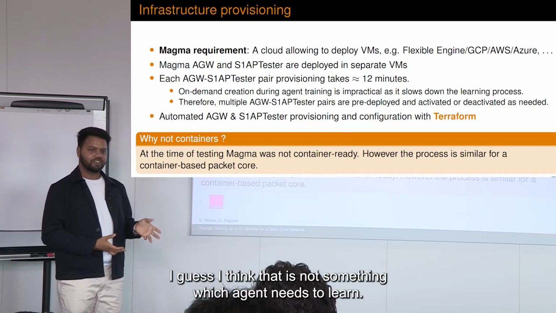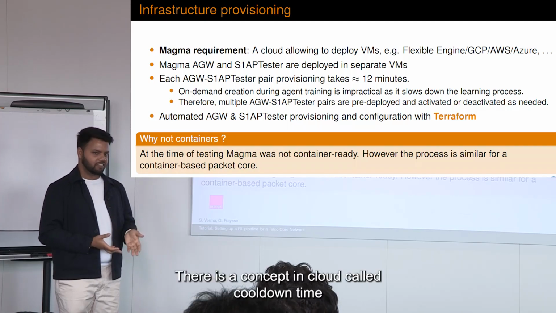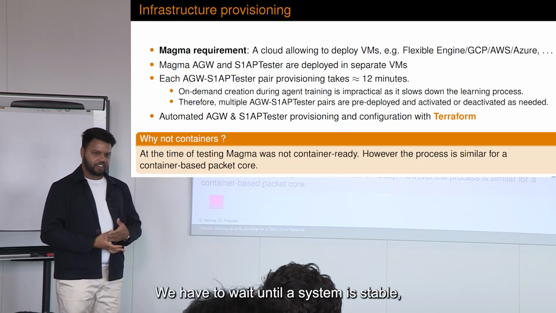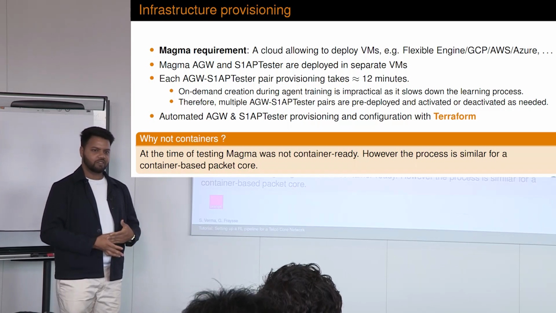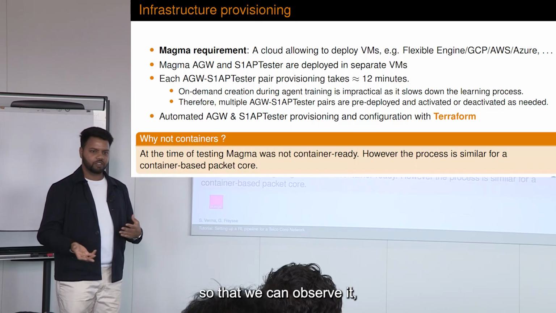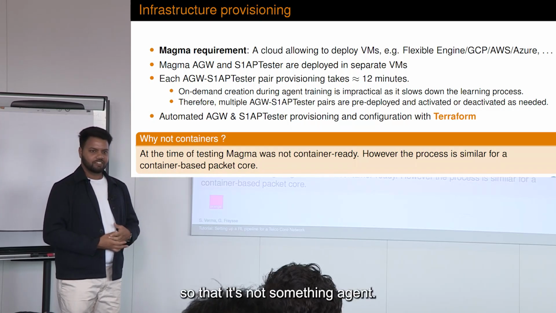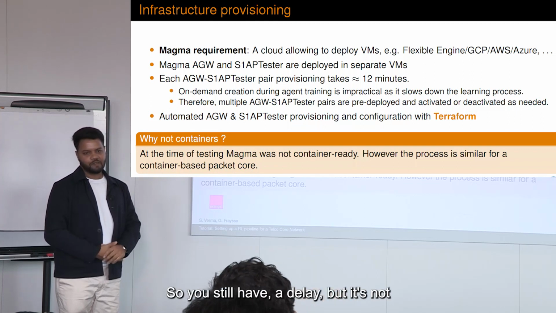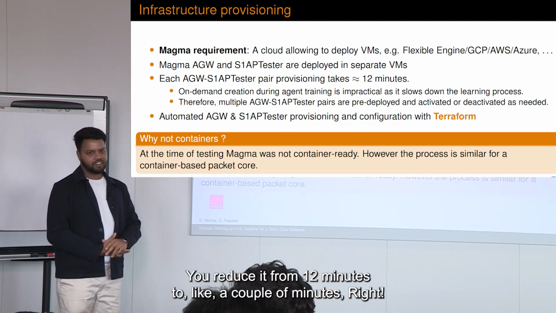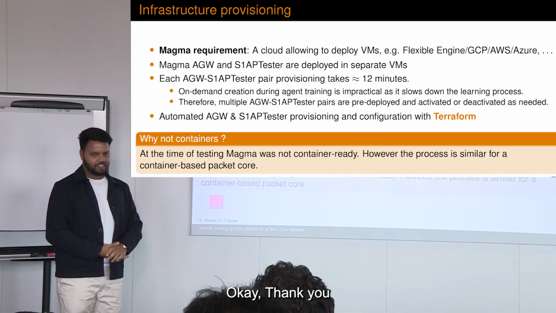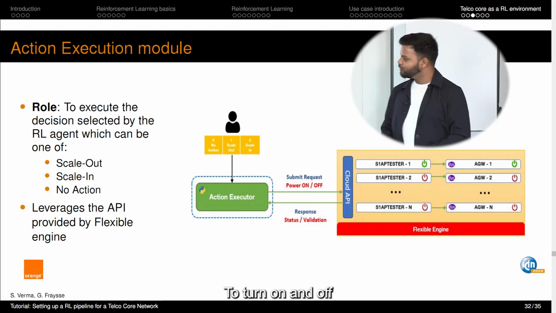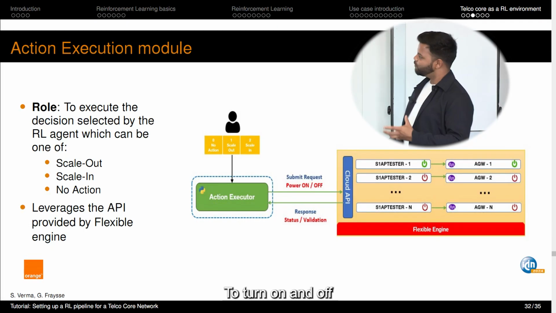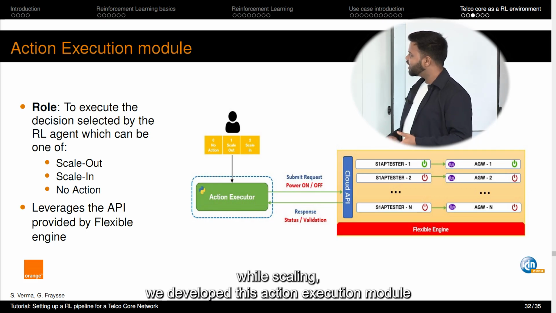I think that's not something which the agent needs to learn. There is a concept in cloud called cooldown time. So we have to wait until a system is stable so that we can observe it. So that's not something the agent handles. So you still have a delay, but you reduce it from 12 minutes to a couple of minutes. Right. Okay. Thank you.